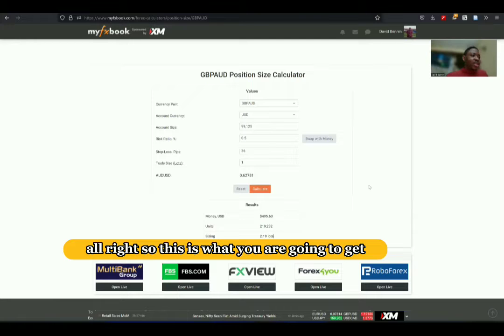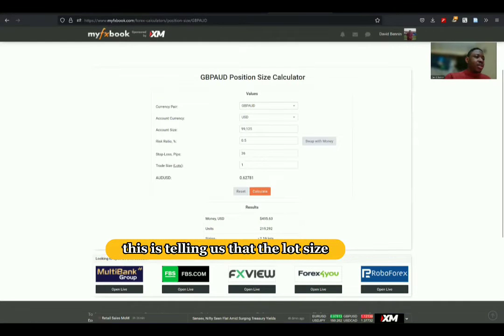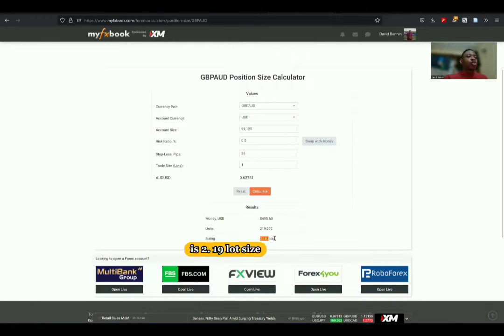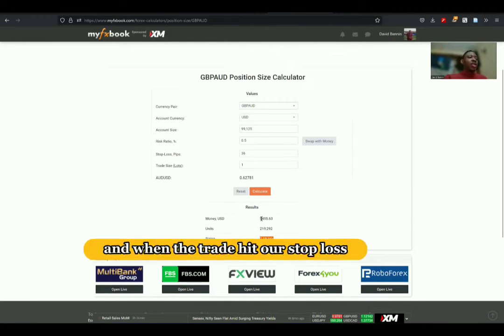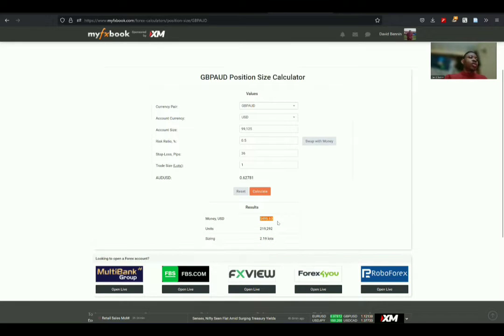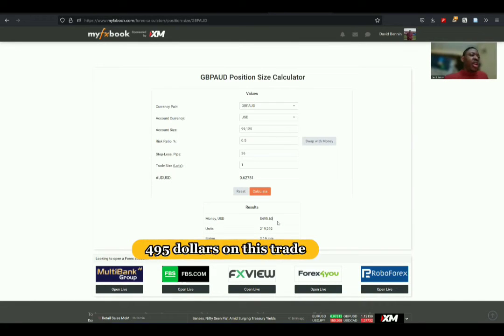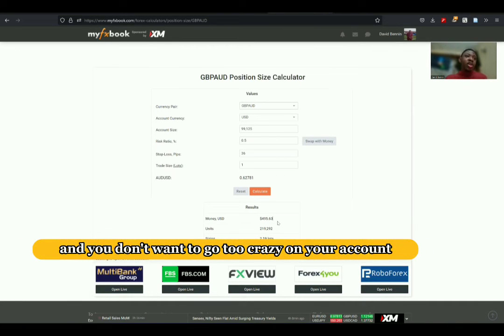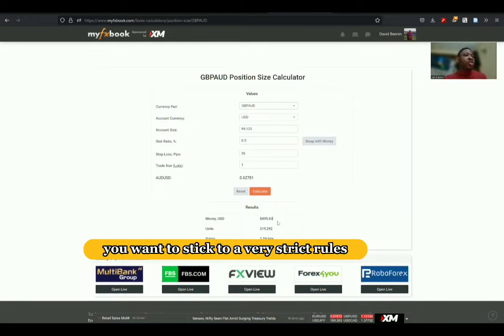All right, so this is what you're going to get. This is telling us that the lot size to use on this trade, if we are risking 0.5% of our account, is 2.19 lot size. And when the trade hits our stop loss, we are going to lose $495 on this trade. This is very important, especially for those trading funded accounts, and you don't want to go too crazy on your account. You want to stick to very strict rules and make sure you are following the rules.